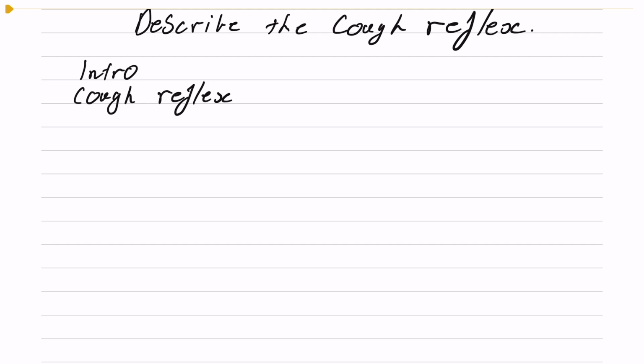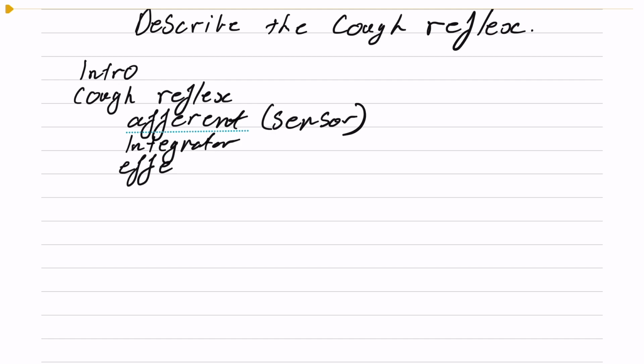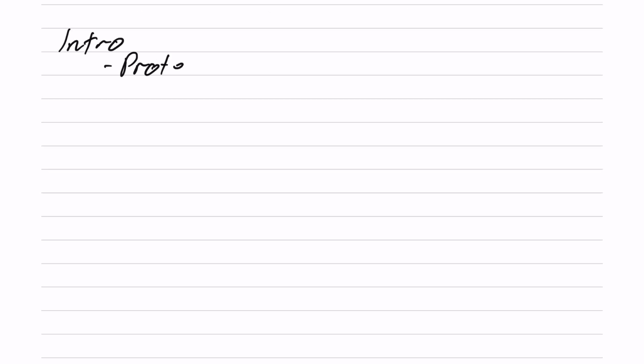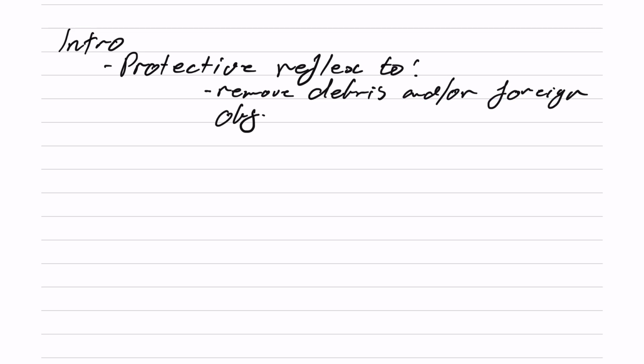know about it. Then in regards to the cough reflex, you can break it up into Afferent, which is the sensor, the integrator, and then the Efferent, which is the effector. So this is an Afferent integrator effector sort of system that you can talk through. In our introductory statement, we can start off by saying it's a protective reflex.